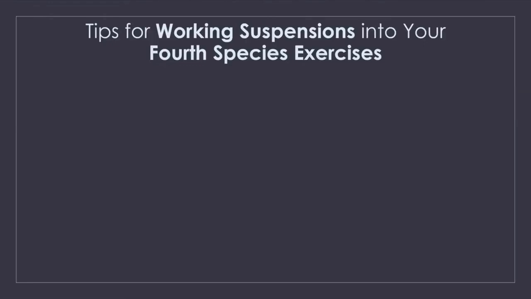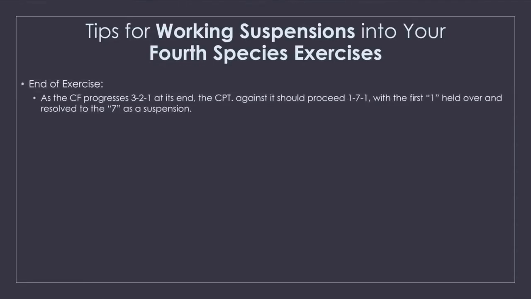So here are some tips for working suspensions into your fourth species exercises. At the end of the exercise, remember your cantus firmus is pretty much always going to end 3, 2, 1, or mi, re, do if you're in major. And therefore, if the cantus firmus is going 3, 2, 1, the counterpoint should go 1, 7, 1. And the 1 is going to be held over and resolved to the 7 as a suspension. I wish I had a visual example of that, but we're going to see that in every exercise that we look at from here on. So you will see an example in a second.